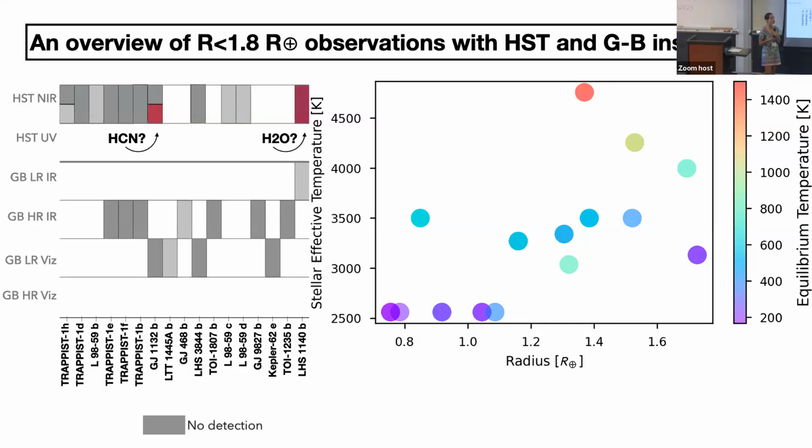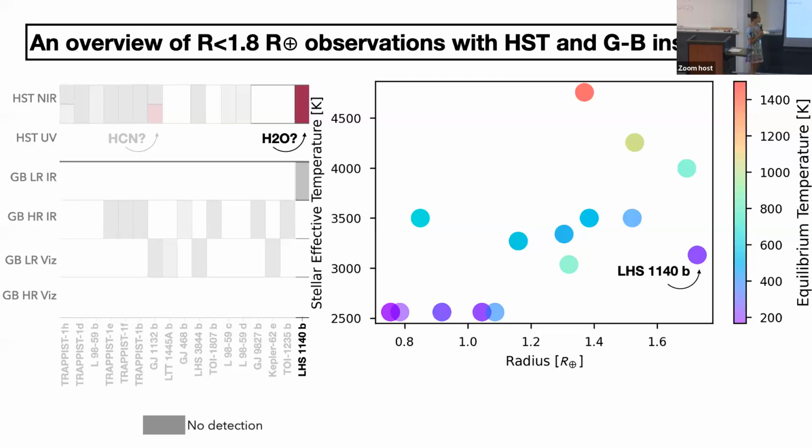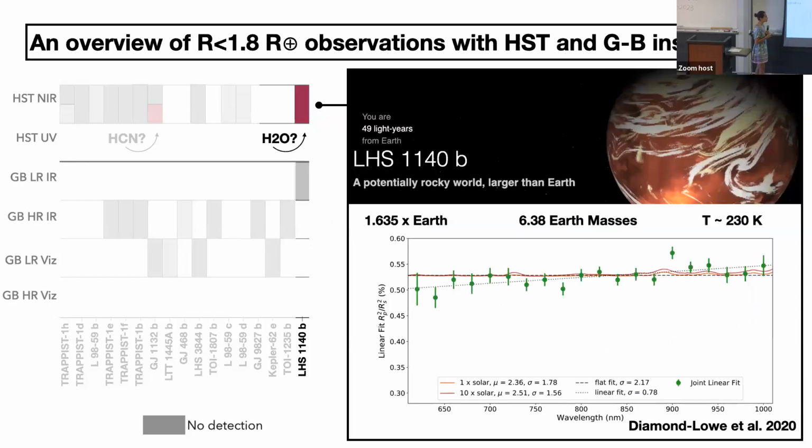So I kind of want to go through these discoveries, or tentative discoveries, and highlight some of the history with these observations. Starting with the system LHS 1140b, which is a very cool system. Well, cool and cool, 200 Kelvin, so it puts it right in the habitable zone-ish, and it is a little bit on the bigger side, about 1.6-ish Earth radii. One of the first observations taken was by Hannah Diamond-Lowe in 2020.